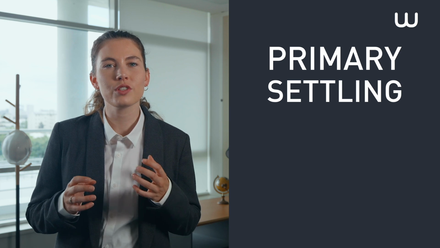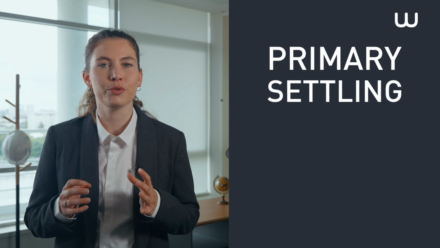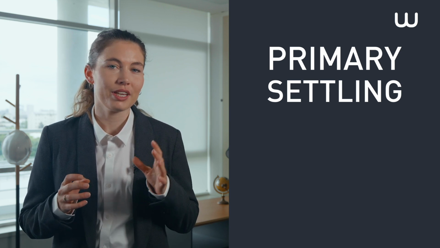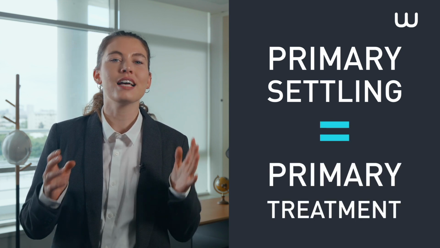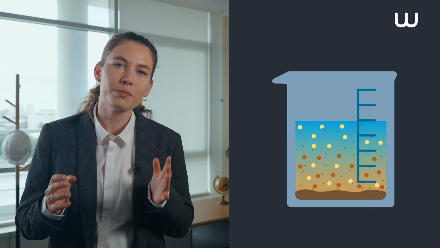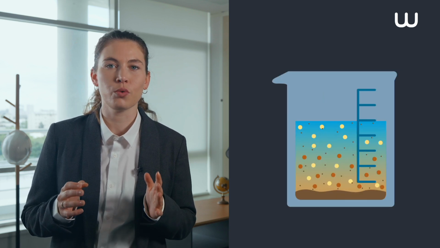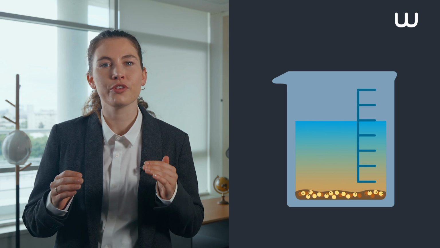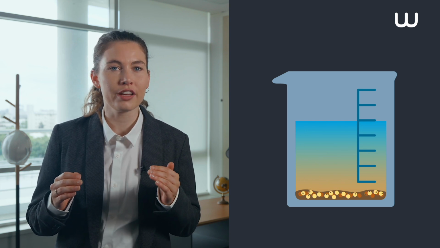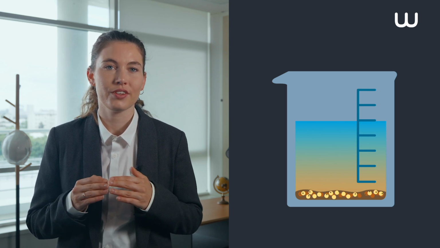The purpose of primary settling is to remove suspended solids that are not removed during pre-treatment because they are too small. This stage is also called primary treatment. Settling operations leave these particles undisturbed in water and let them settle until they reach the bottom of the settling tank under the effect of their own weight.